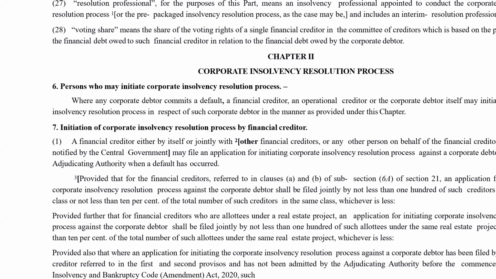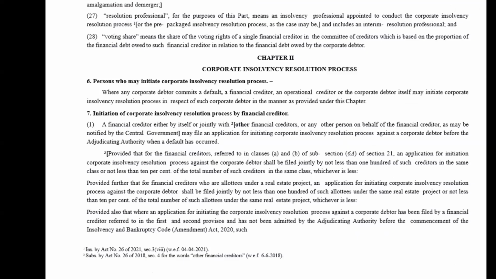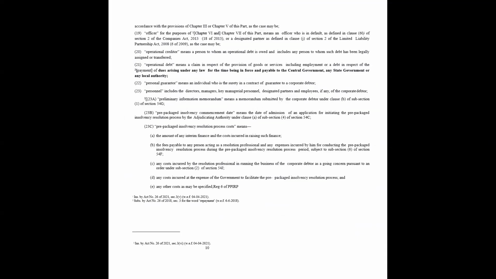So where any corporate debtor commits a default, a financial creditor, an operational creditor, or the corporate debtor itself may initiate the insolvency resolution process. Now, financial creditor. Let us see the definition of financial creditor before we move to section 7, because section 7 says initiation of CIRP by financial creditor. So we must know the definition of financial creditor.